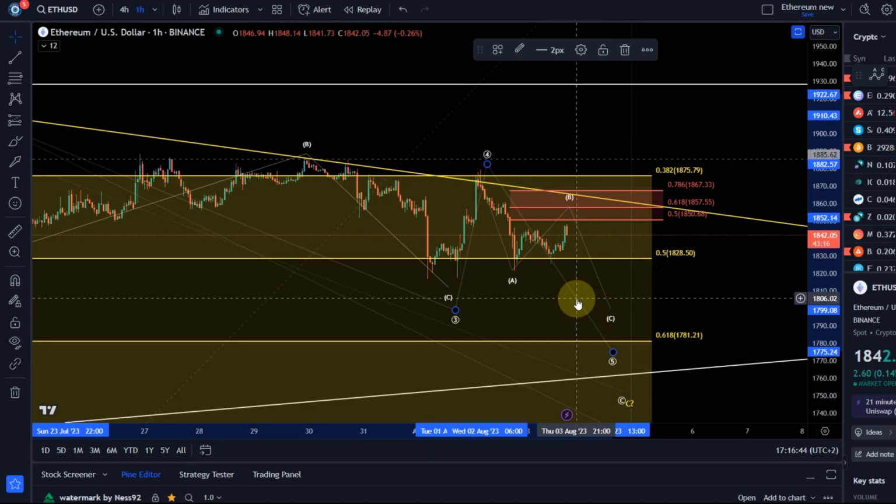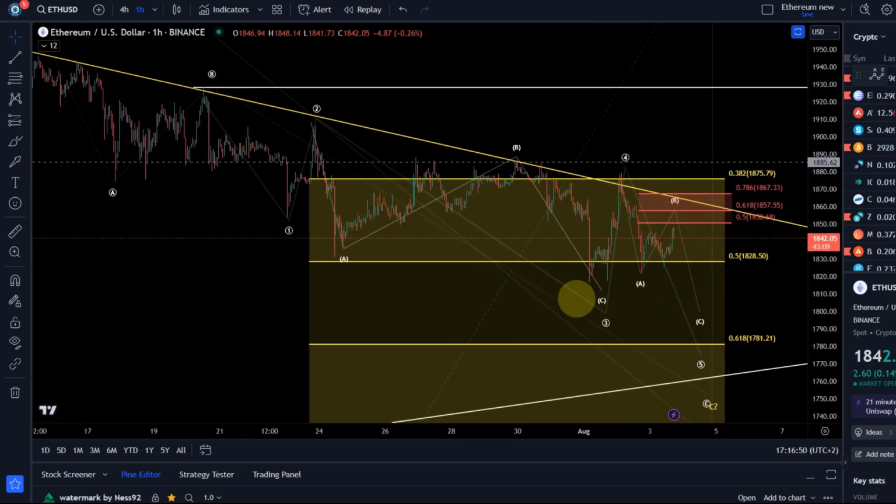So I don't want to make it more complex, and at some point more micro counting doesn't give you any more clarity. Just be aware of that. But I have put on the resistance for this B wave rally.